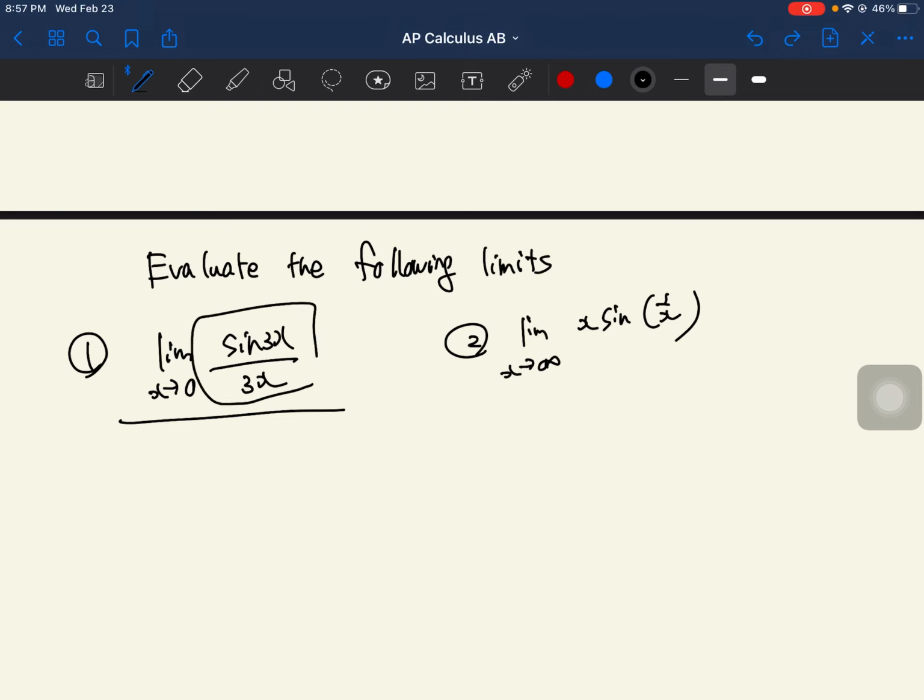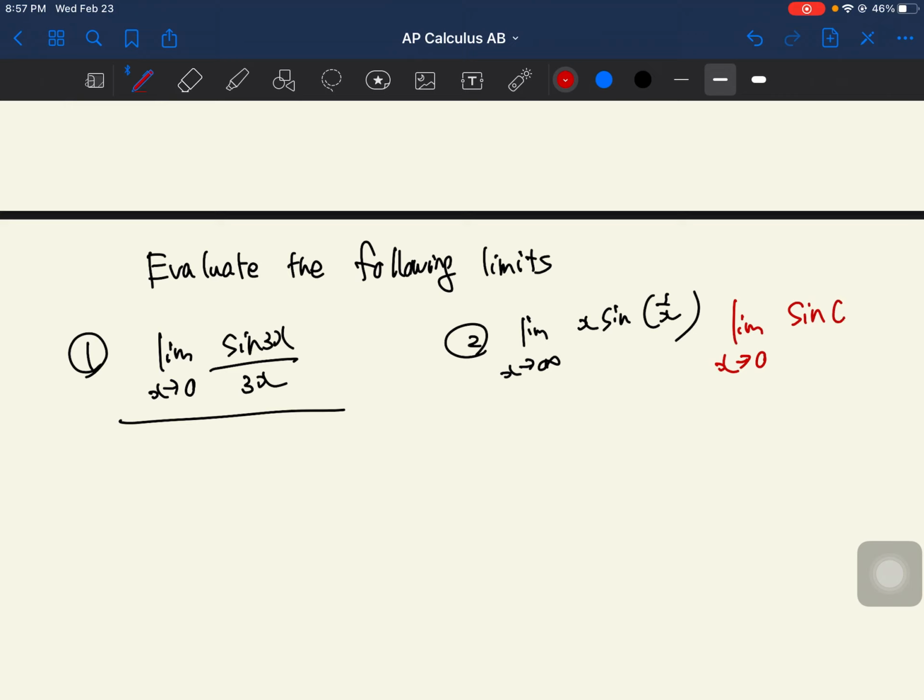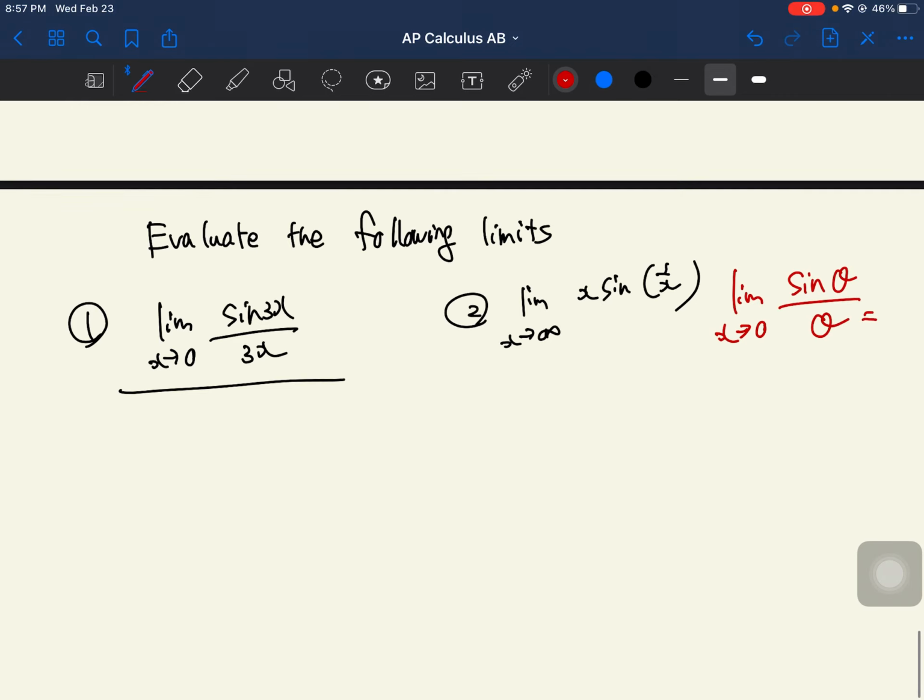Then, in this case, it's really a typical way. You have to use the formula. I mean, you have to use the equation that I explained in the last video, which is this one: the limit as x approaches 0 of sine theta over theta, which is going to be 1. You are going to use this one.